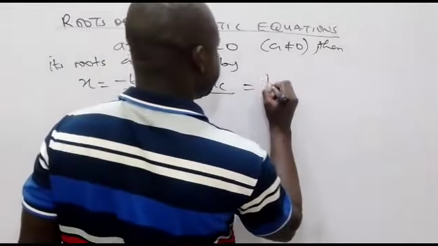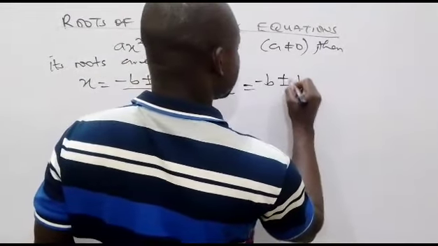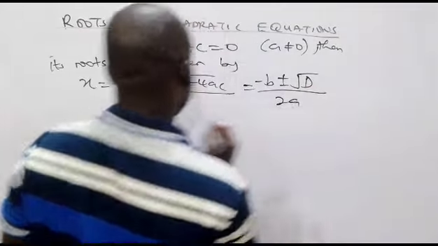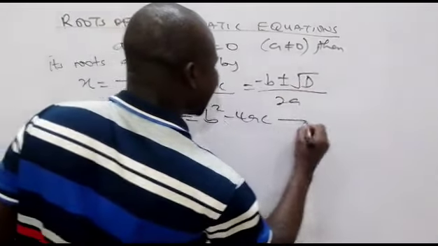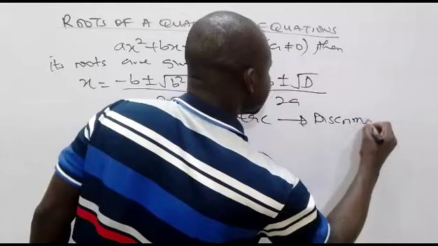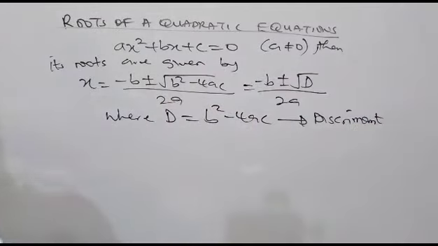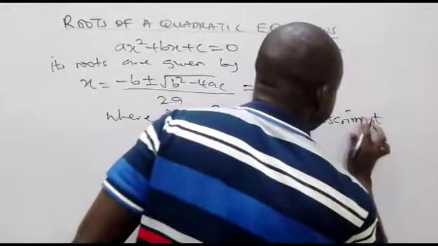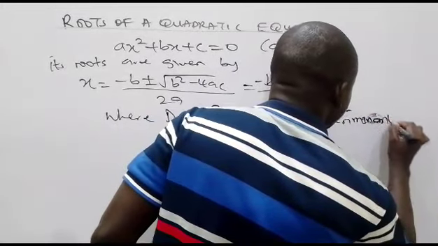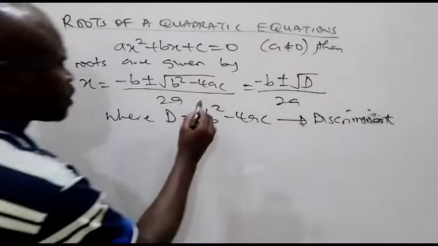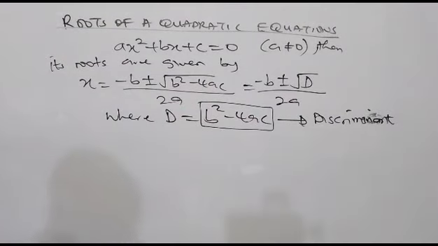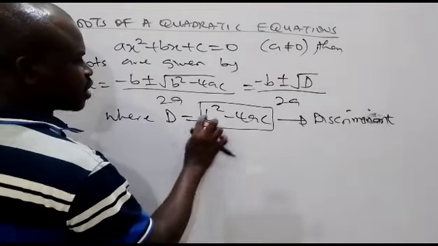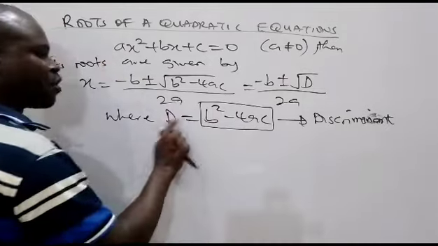But we know that this is the same thing as minus b plus or minus square root of d all over 2a, where d is equal to b squared minus 4ac, and it's called the discriminant. This d, b squared minus 4ac, is what we actually use to find the nature of the roots of a quadratic equation. We are still going to talk about the nature of the roots. Just note that d is equal to b squared minus 4ac, and this d is called the discriminant.